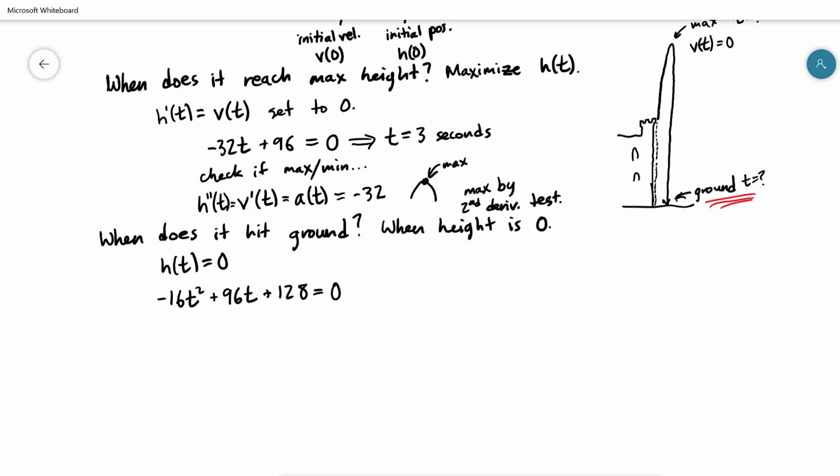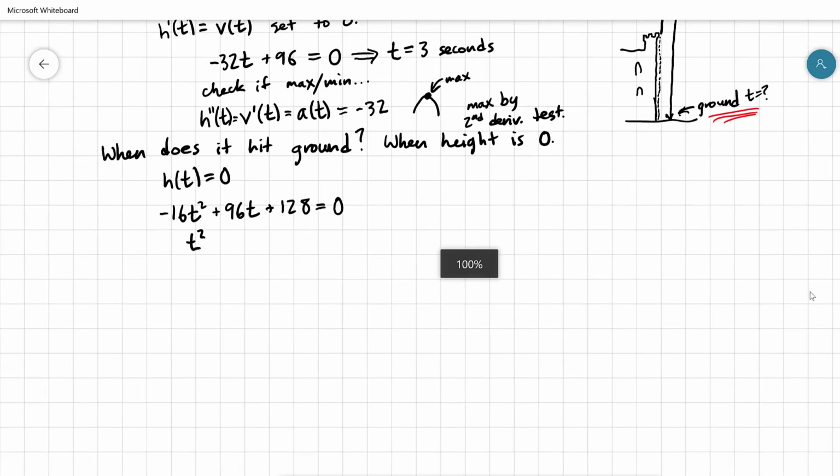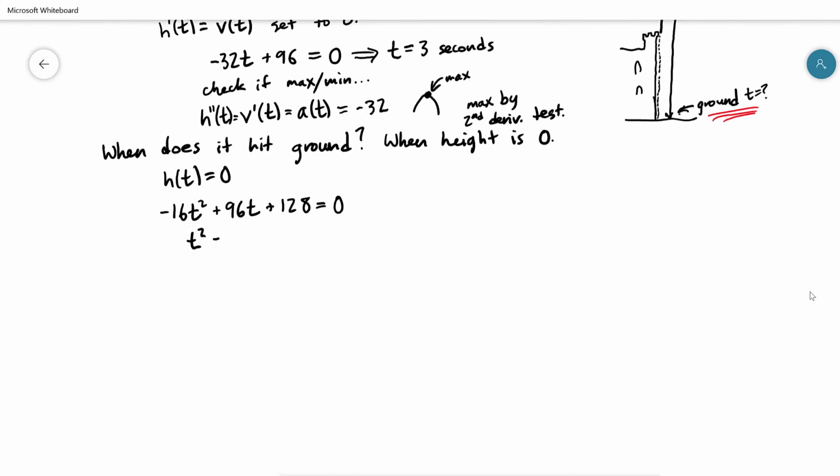First things first, I'm going to simplify these coefficients. If I divide every single term here by this negative 16, all of these turn out to be divisible nicely. So I can divide everything by negative 16, and I'll get that t squared minus 6t, so 96 divided by 16 is 6. And this last one, 128 divided by 16 is going to be 8. So minus 8 equals 0.